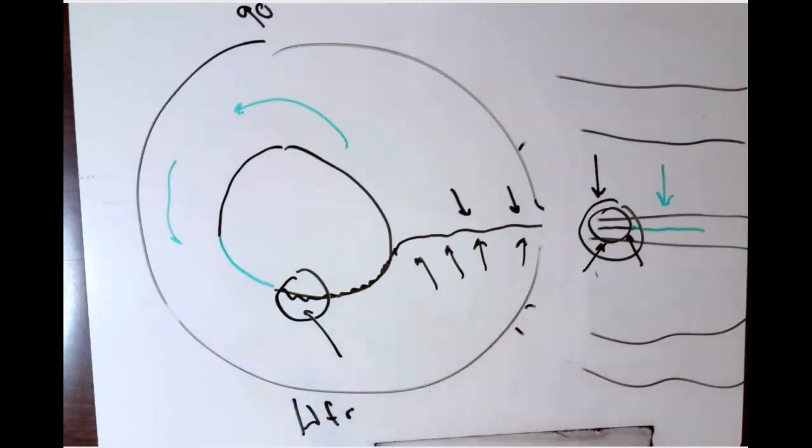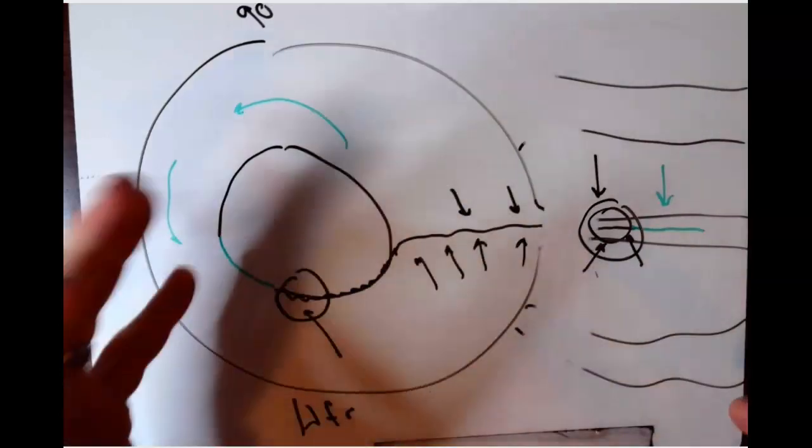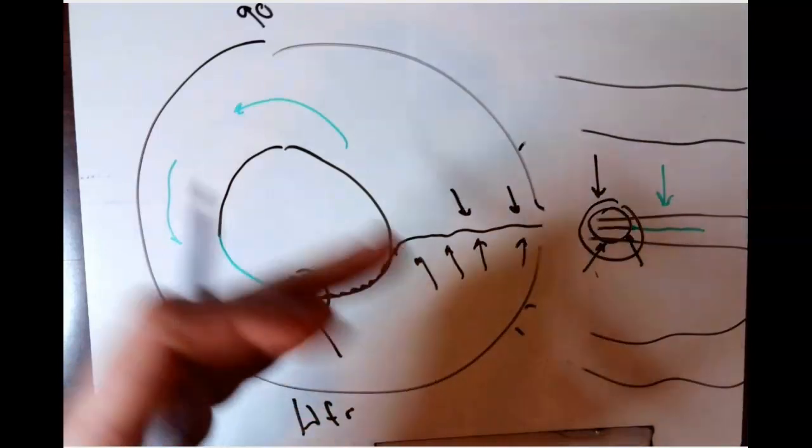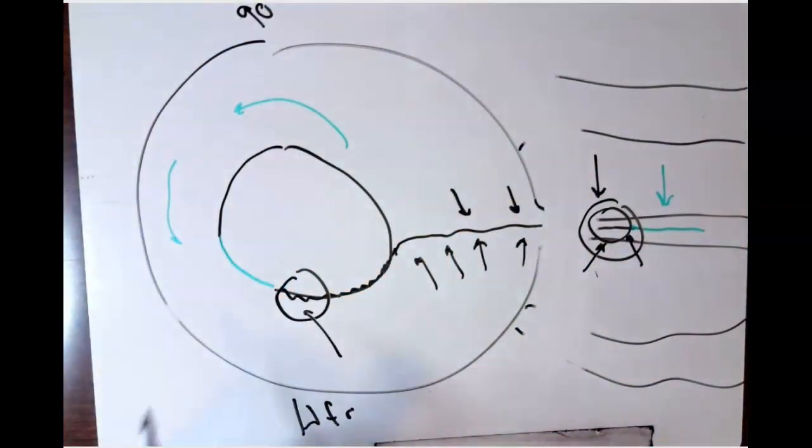So hopefully we're building our concepts here. Nothing new in an Hfr strain. It's just that the rolling circle replication includes and encompasses genomic DNA because the plasmid had integrated first.